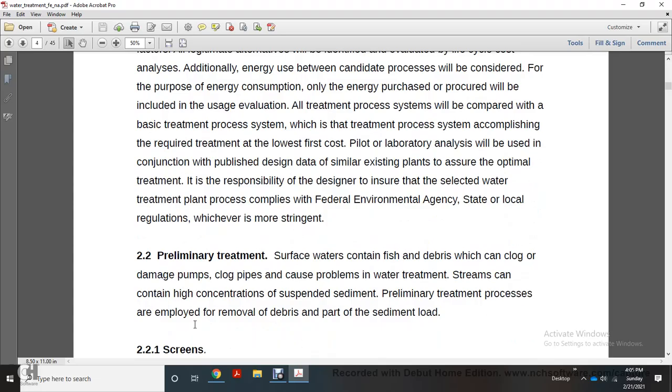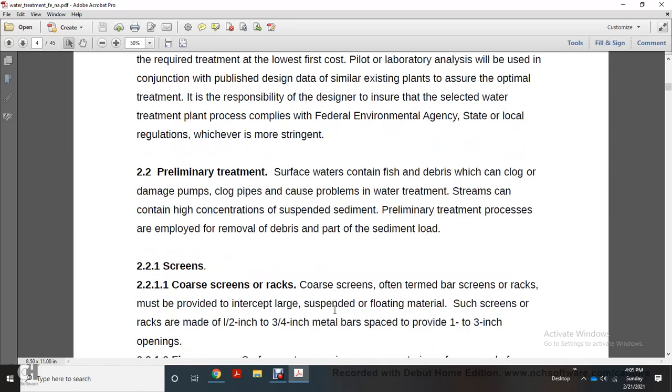Alright, 2.2 preliminary treatment. Surface water that contains fish and debris can clog and damage pumps, clog pipes, and cause problems with the water treatment. Streams can contain high concentrations of suspended sediment. Preliminary treatment processes are employed to remove the debris and part of the sediment load.